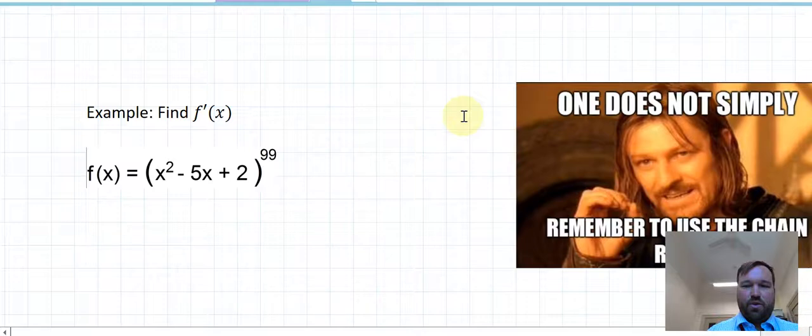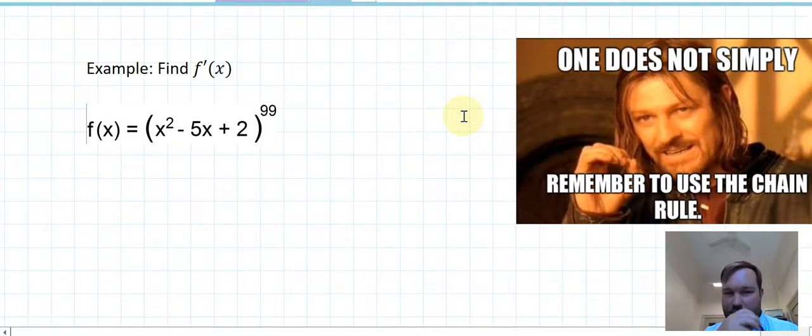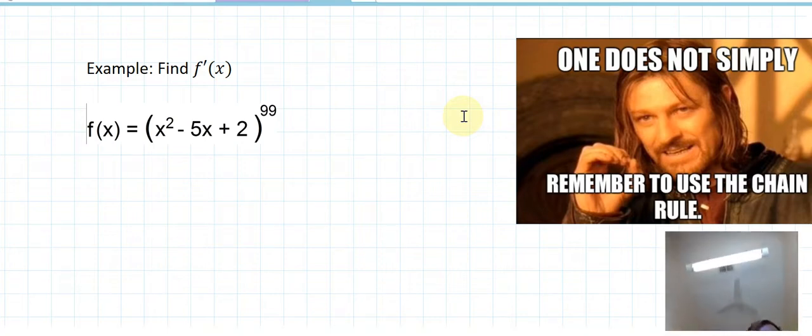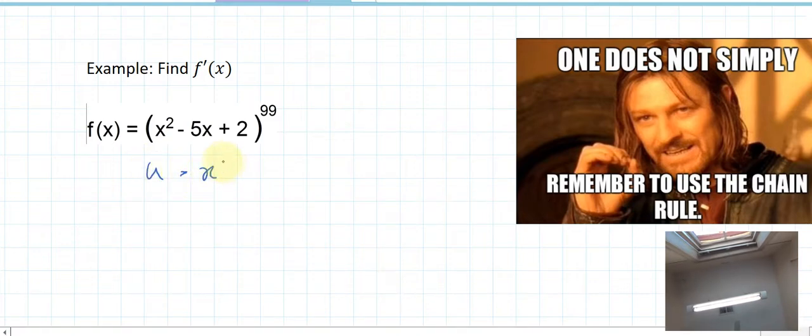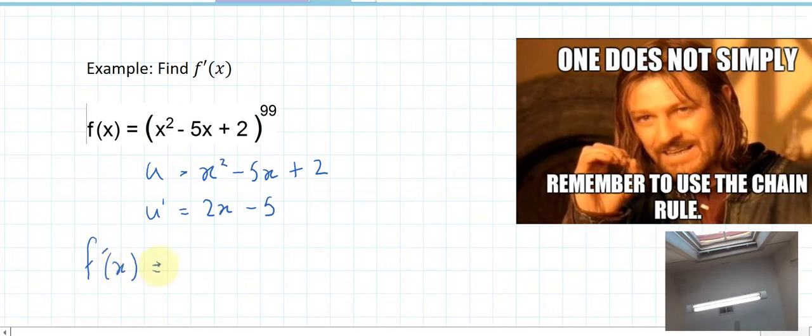Alright, so there's a couple of steps to using the chain rule effectively. First is identify an inner function. The inner function here is what's inside the brackets, u. u is x squared take 5x plus 2. I would then find the derivative of u, 2x take 5. Alright, f dash x, therefore, is us finding the derivative of what's effectively u to the 99.